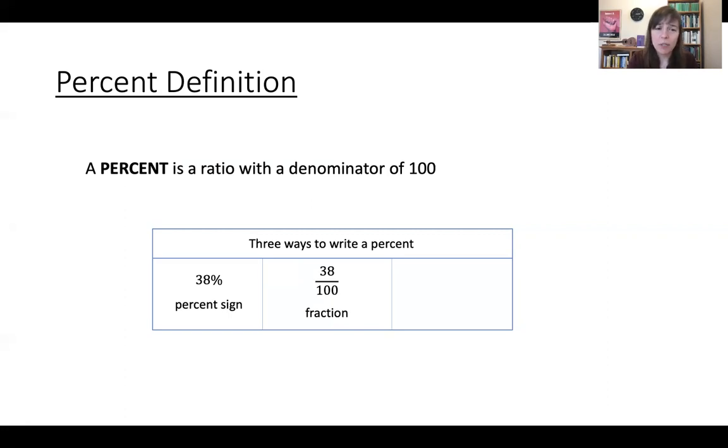So if we don't use the percent sign, we could just write it as a legitimate fraction where we take whatever was in front of the percent sign and divide it by 100. Since that's all percent means, it's this per 100. So we've got 38 over 100. And then any fraction written like this, you can write in decimal form. And so these three ways of writing, say 38%, are equivalent: 38% with the percent sign, as a fraction, or as a decimal.